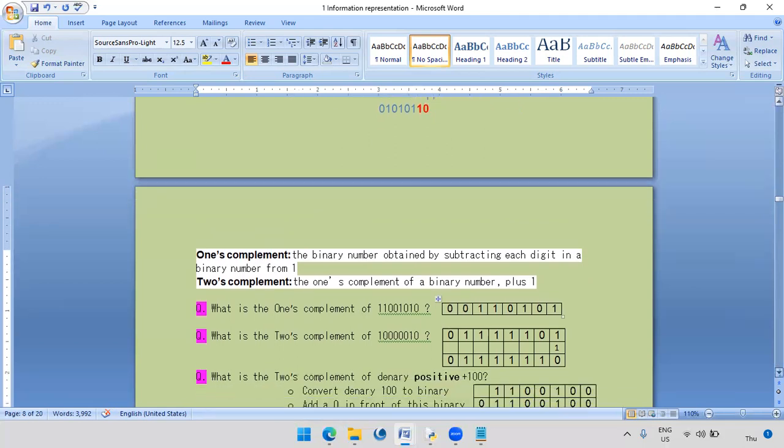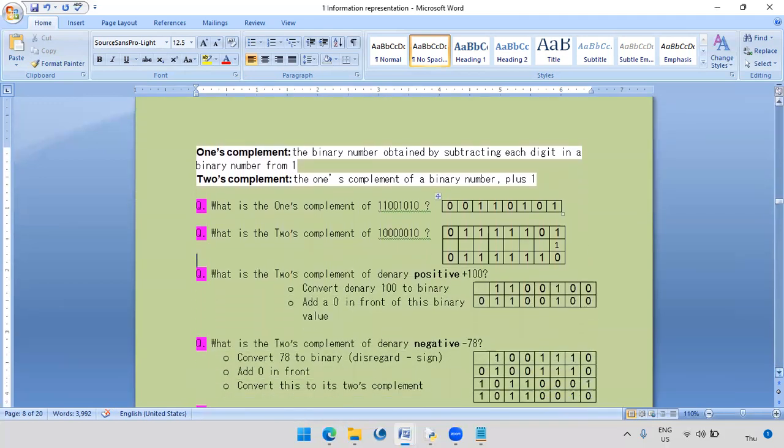So here are some questions. What is the ones complement of this number? Just invert, no? The two ones will become 0, 0. The two zeros will become 1, 1. 1, 0, 1, 0 will be 0, 1, 0, 1.